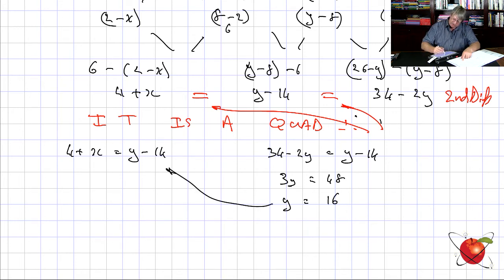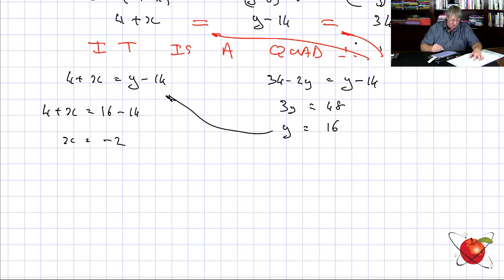Then I go back across here. I know y. 4 plus x, excuse the pun, is equal to 16 minus 14. Do you see that? Then x is going to come out to be minus 2.